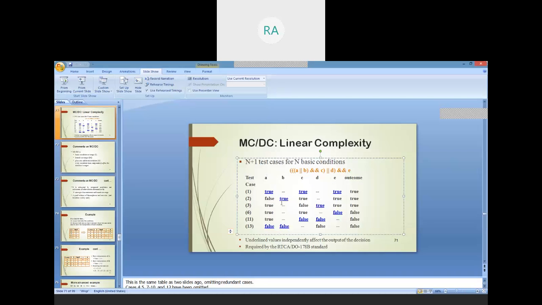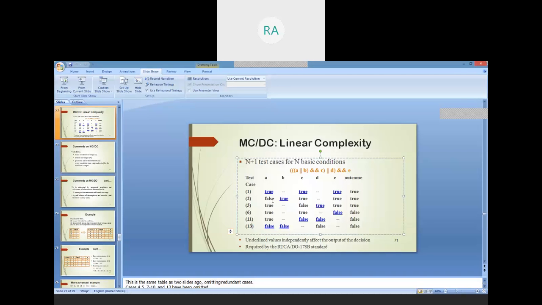Similarly, consider the second test case. If the value for A is false, B is true, C is true, D is don't care, and E is true, the outcome is going to be true. Here the value of D is ignored, as it does not act independently on the outcome of the condition under study. Similarly, they have come up with these six test cases which are most prominent in impacting the decision associated with a particular condition.